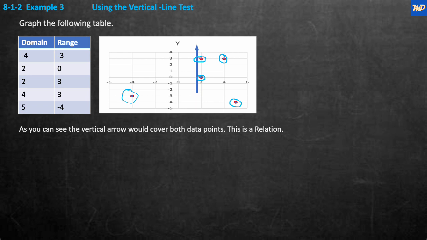Well, here's our vertical line, and guess what? If I slid this line over, it would go through both of those points. So is this a relation or a function? It says here, as you can see, the vertical arrow would cover both data points. This is a relation.